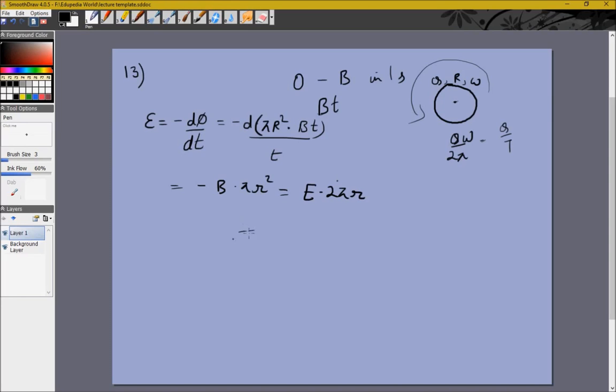So E is equal to, pi cancels, Br by 2, which means the answer is B. We are only asked the magnitude of the induced electric field. So Br by 2, which is B. Let's look at 14 now.